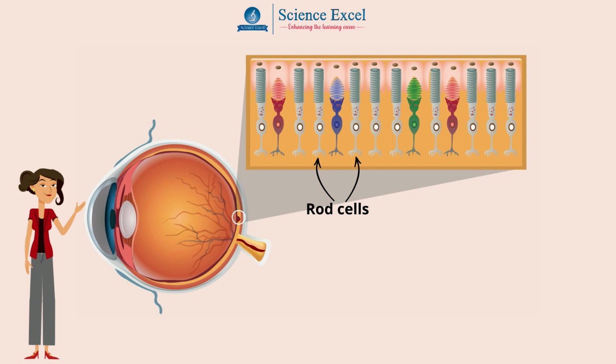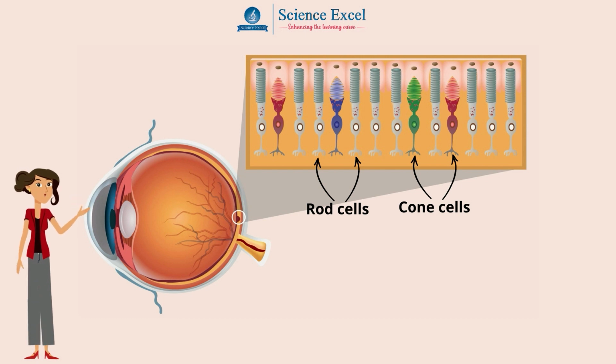The rod cells are located mainly around the periphery of the retina and allow us to see in dim light. They only allow us to see in black and white and show us a less detailed vision. Cone cells are located in the center of the retina and are able to detect different colors like red, green and blue. They only respond to bright light and help in sharp or detailed vision.